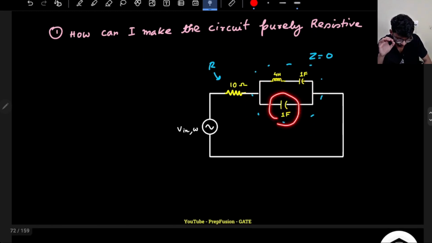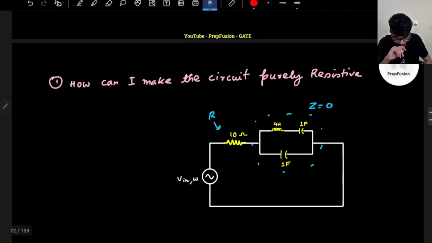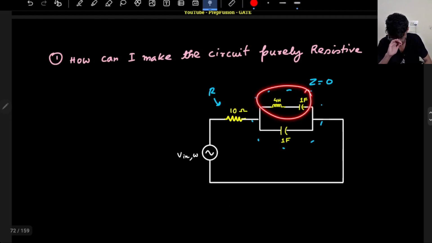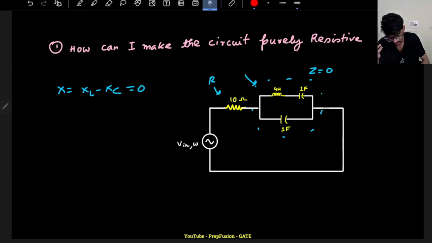So can I make this 0? The answer is no. I cannot make this 0 because this is just a capacitive reactance, and the capacitive reactance can go to 0 only at omega equals infinity, and omega equals infinity is not present in the options. So let's think about this one. Here, what is the equivalent reactance that you are able to see? Equivalent reactance X is equal to XL minus XC, right? So I have to make it 0. If I make it 0, the overall impedance is also 0 only.